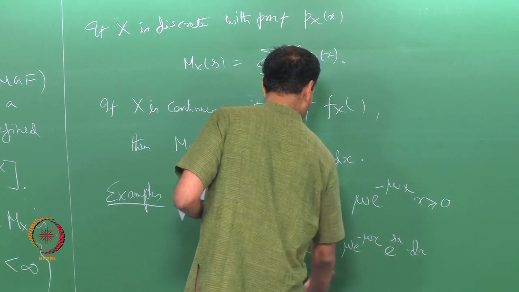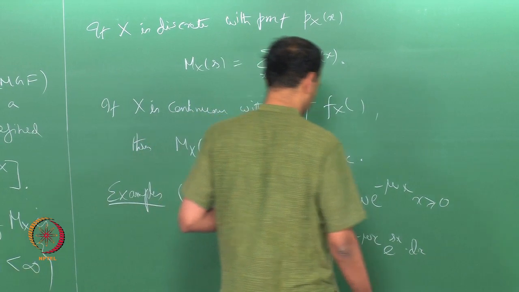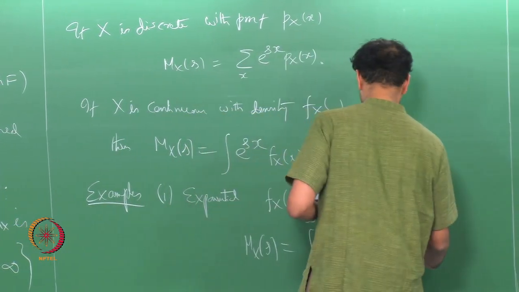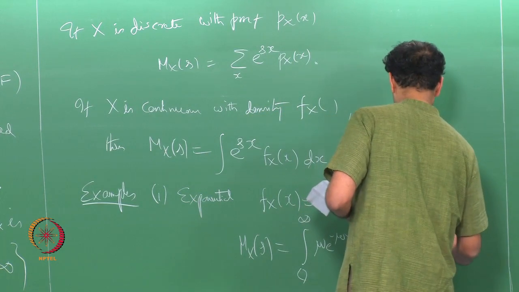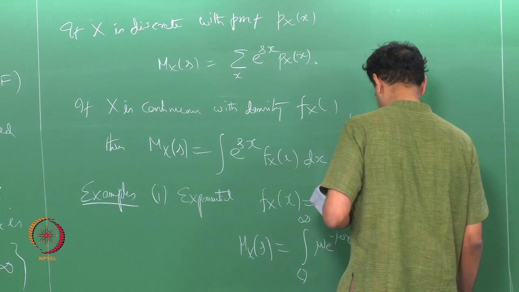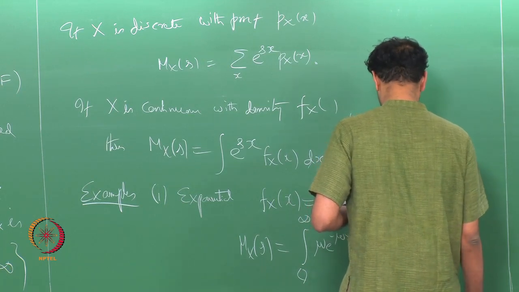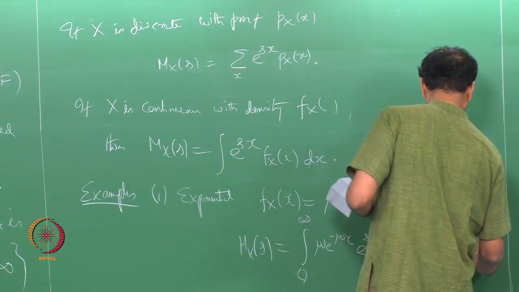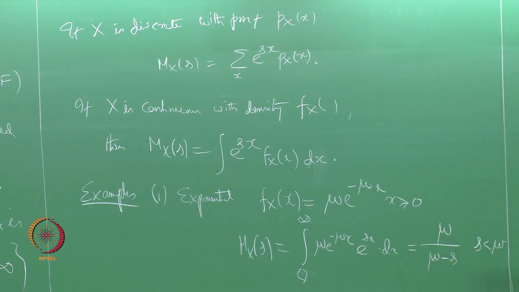This is from 0 to infinity. If you just do this integral, you will get mu over mu minus s. And this is valid for s less than mu.